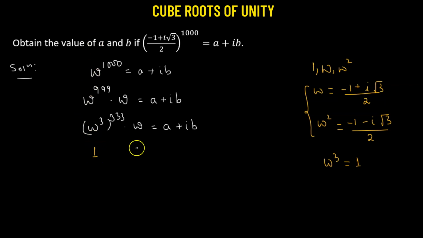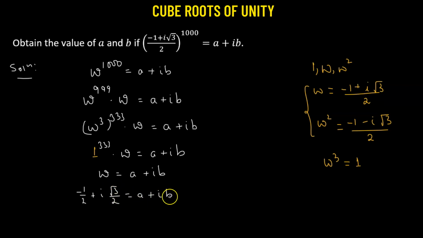So we have 1 raised to the power of 333 times omega equals a + ib, or simply omega equals a + ib. Now let's replace omega with -1/2 plus i times √3/2, which equals a + ib.